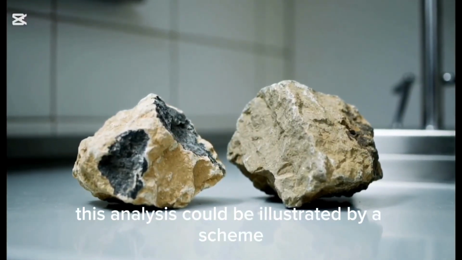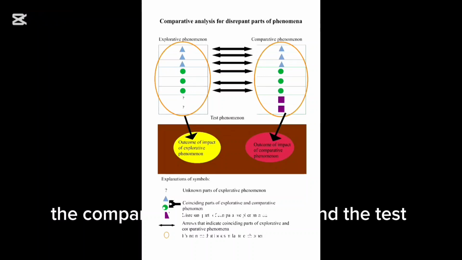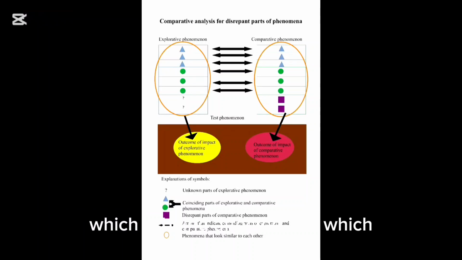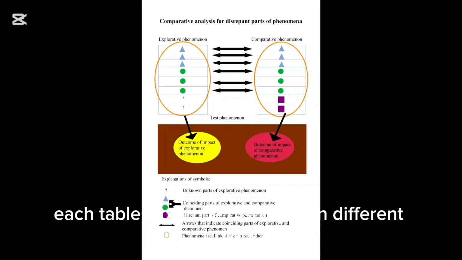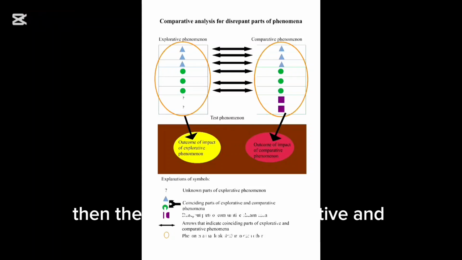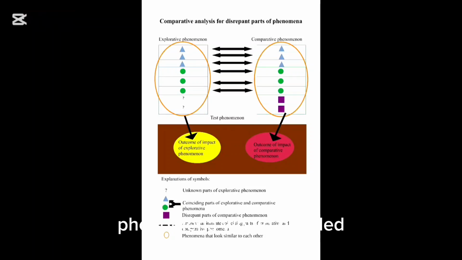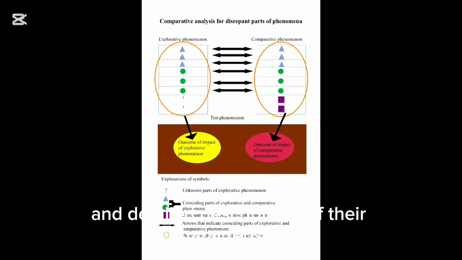This analysis could be illustrated by a scheme consisting of 3 tables: the explorative phenomenon, the comparative phenomenon, and the test phenomenon, which is being affected and which, like the comparative phenomenon, has also been fully explored with clear components and their characteristics. Each table would be displayed in different colors to indicate that all these phenomena are different from each other. Then the tables of the explorative and comparative phenomena would be filled up with all known parts of both phenomena and detailed descriptions of their characteristics.